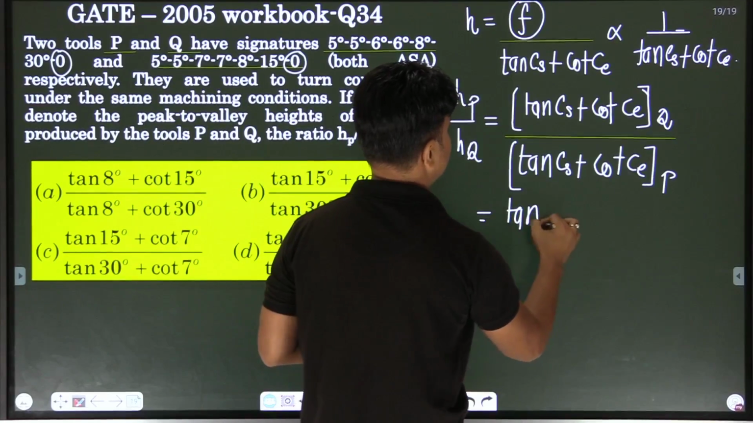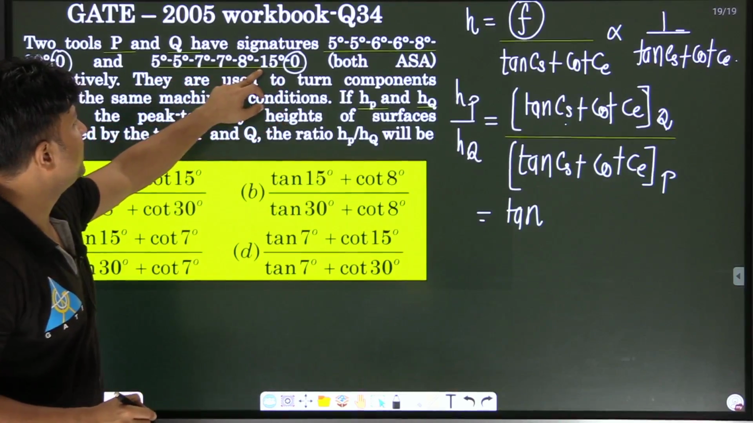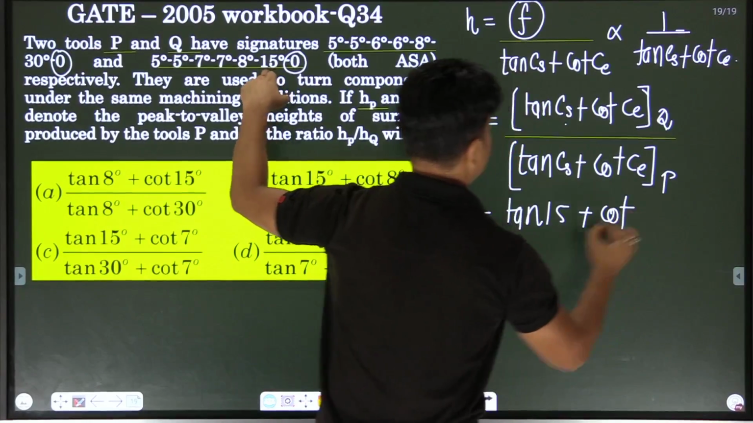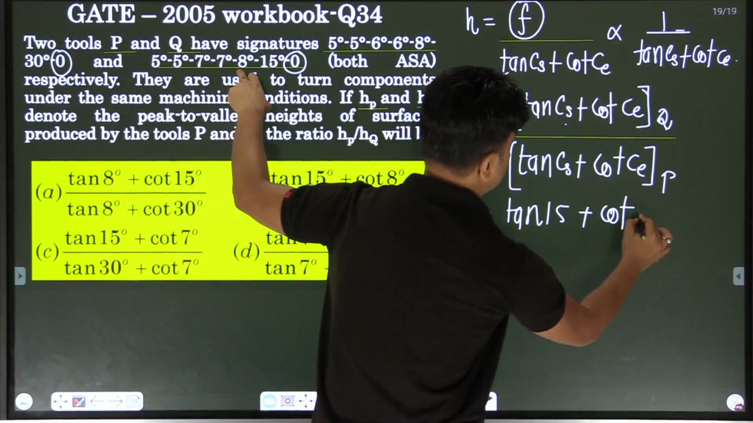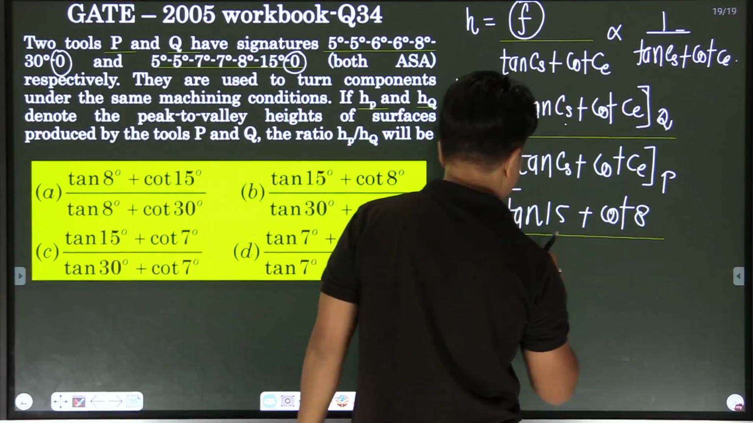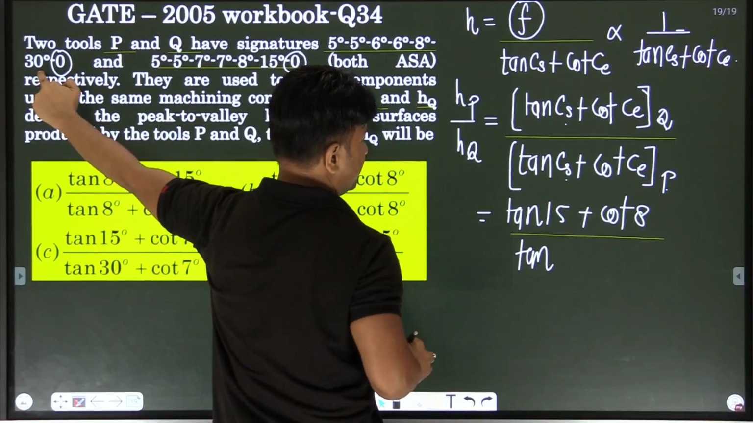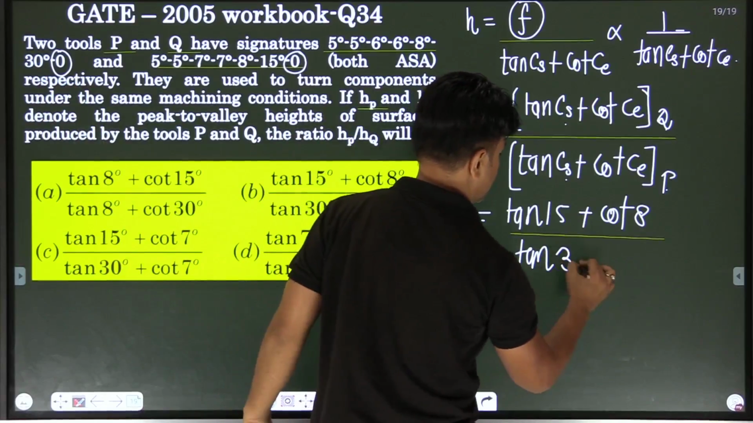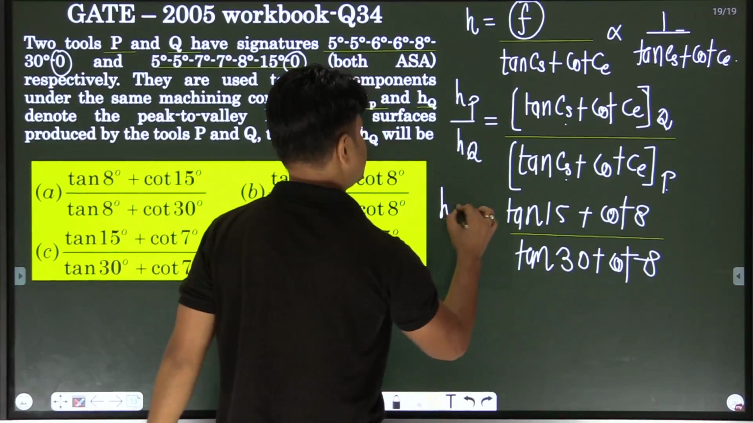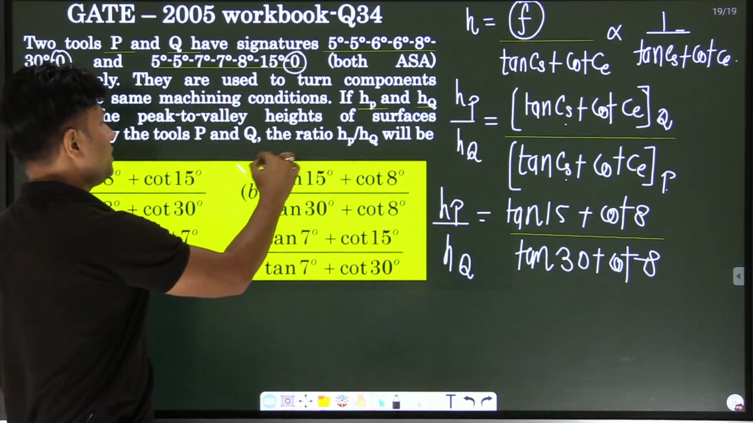So what can you write? Tan of the side cutting edge angle of Q, plus cot of the end cutting edge angle of Q, which is 8, divided by tan of the side cutting edge angle of P, which is 30, plus cot of the end cutting edge angle of P, which is 8. So this is HP by HQ. So the answer will be B.